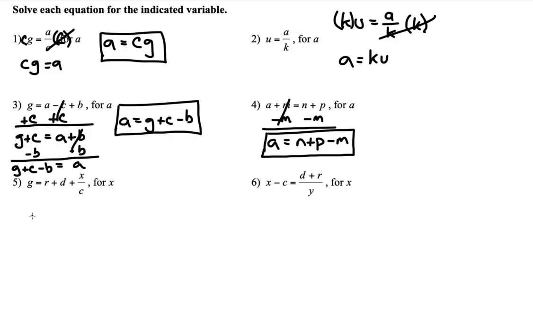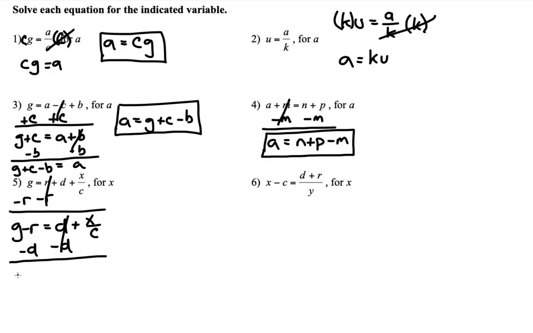Problem 5 is g equals r plus d plus x divided by c, and I want to solve for x. Okay, well, I just have to do a couple different things. First, I'm going to subtract r from both sides, again, keeping it in balance to get rid of this r, to start helping isolate x. So I have g minus r equals d plus x over c. Now I can subtract d from both sides to get rid of the d over here to help isolate x. And I'm left with g minus r minus d equals x over c.